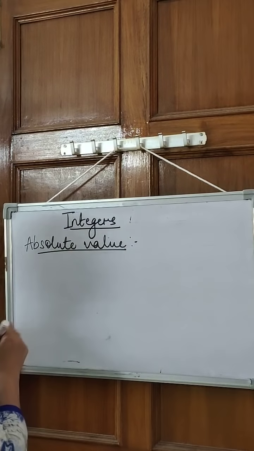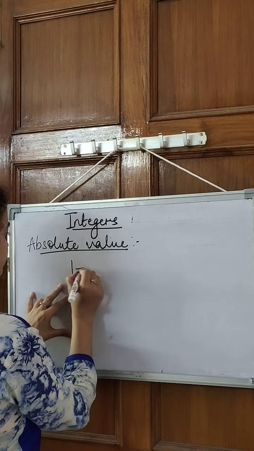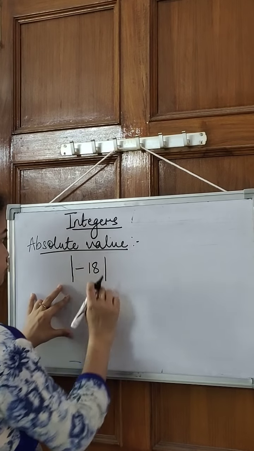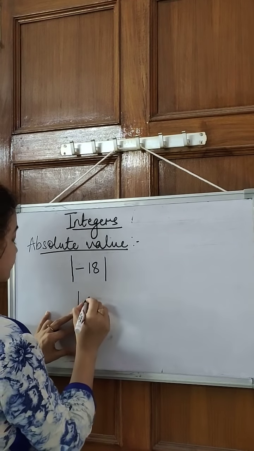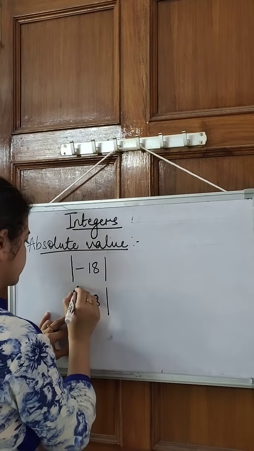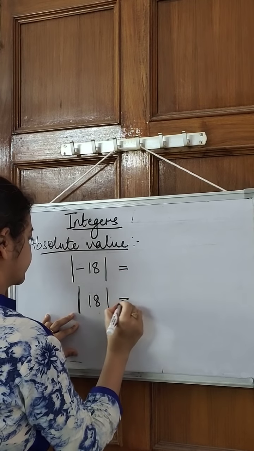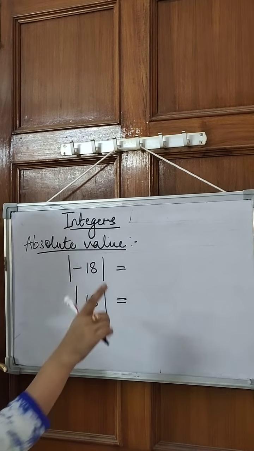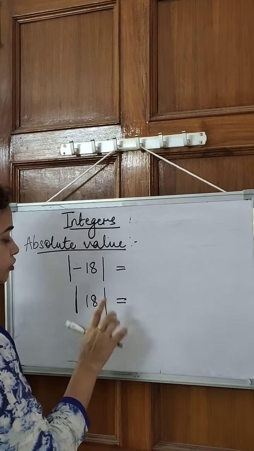So this means, if I have any number that is minus 18, and this is the sign of the absolute value, these two bars. If I have any number that is positive 18. So what are they asking? Absolute value of minus 18, absolute value of 18.